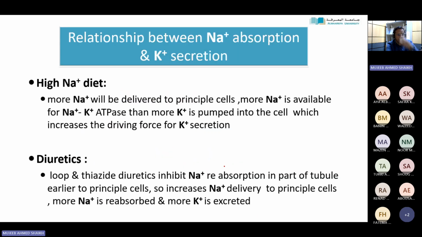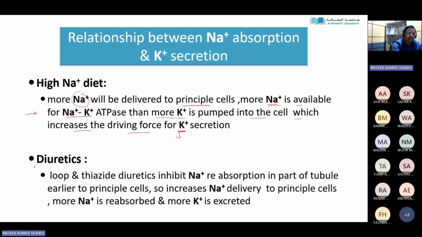When the person is on a high sodium or high salt diet, more sodium will be delivered to the principal cells. So more sodium will be available for the sodium potassium ATPase pump. Then more potassium is pumped into the cell, which will increase the driving force for potassium secretion. That means when high sodium is there, high sodium will be absorbed, leading to secretion of potassium ion.